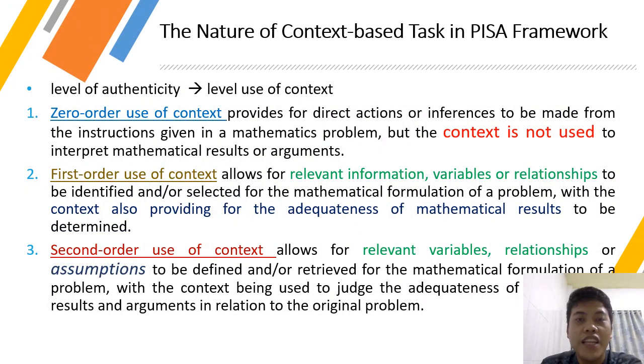Then, regarding the nature of context-based tasks and the level of authenticity, we use the levels of use of context, from zero order use of context, in which the context is not used or is used only to interpret mathematical results or arguments. The second is first order use of context, in which relevant information, variables or relationships are identified within the problems. And the second order use of context concerns relevant variables, relationships, or assumptions to be defined or retrieved for the mathematical formulations, with the context being used to judge the adequacy of the results or the arguments in relation to the original problem.